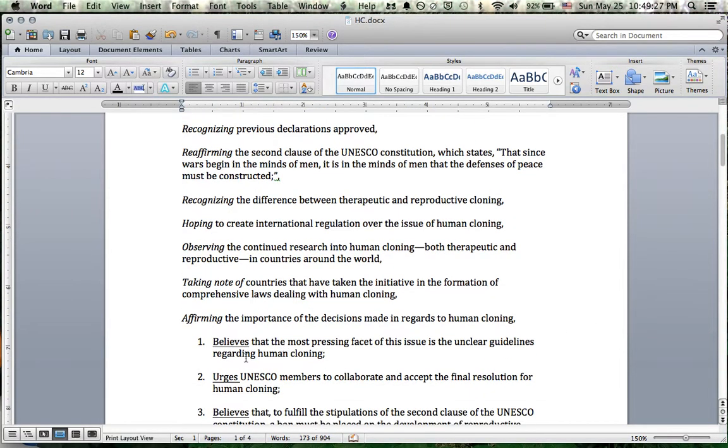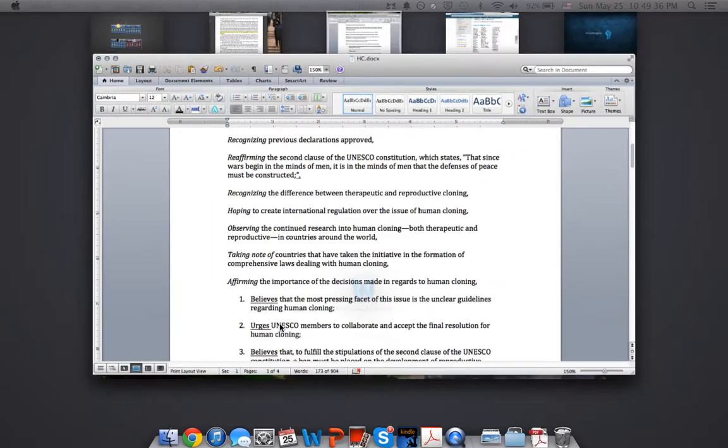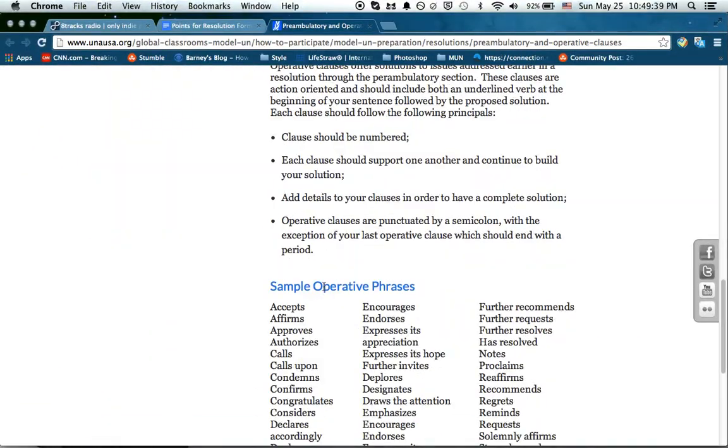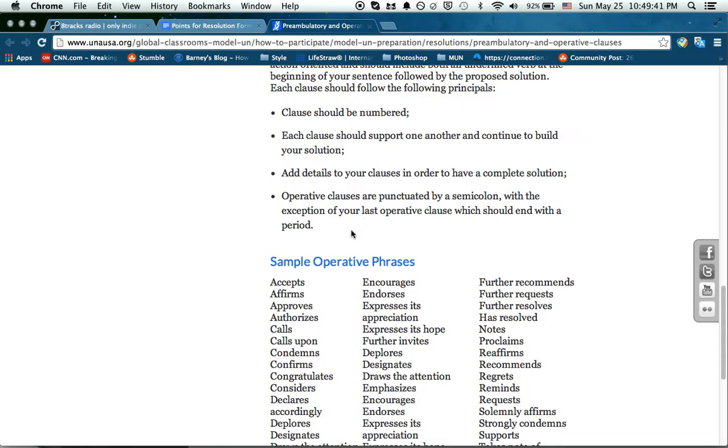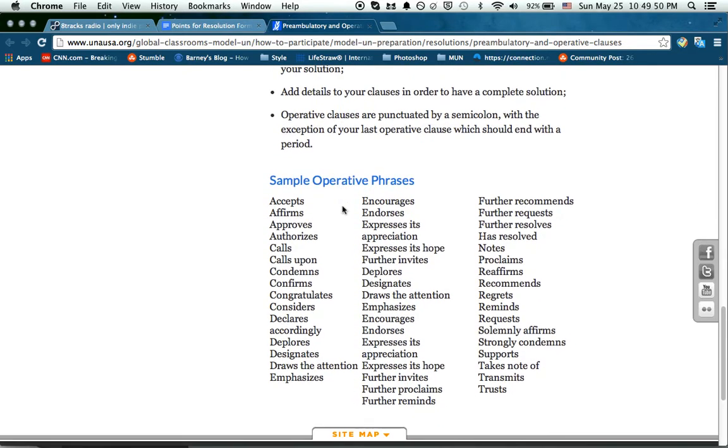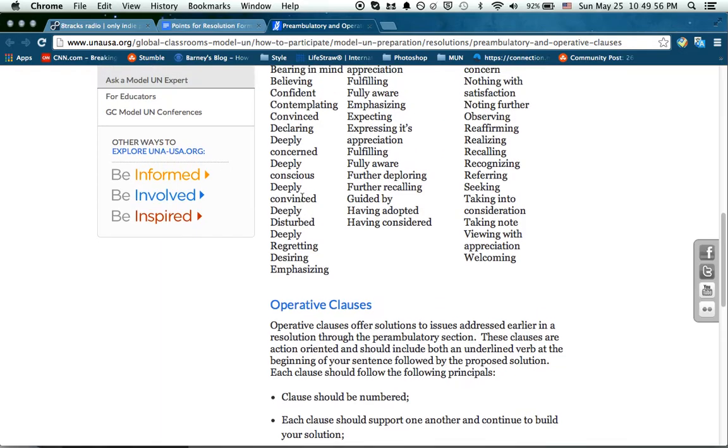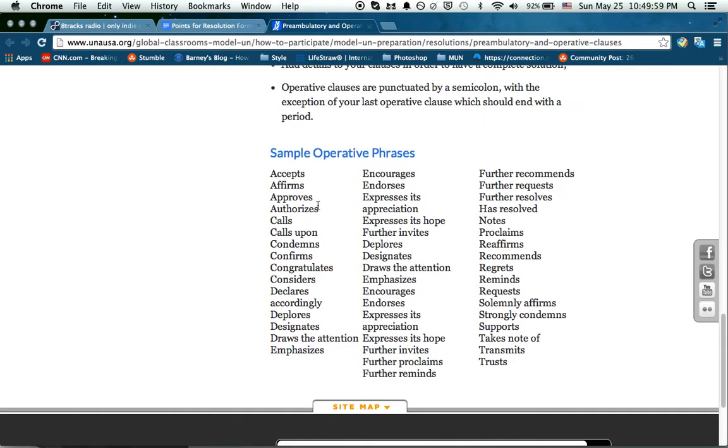Operative clauses are numbered and they're also underlined. Usually they're in the present tense. I'll be pulling up a couple of operative clause phrases as we've done before. Scrolling down further, operative clauses are actions taken to complete a solution, in our particular case, human cloning. These are some of the sample operative clauses. As you notice, they all end in an S. Oh, actually, sorry, my mistake. They're actually not gerunds.